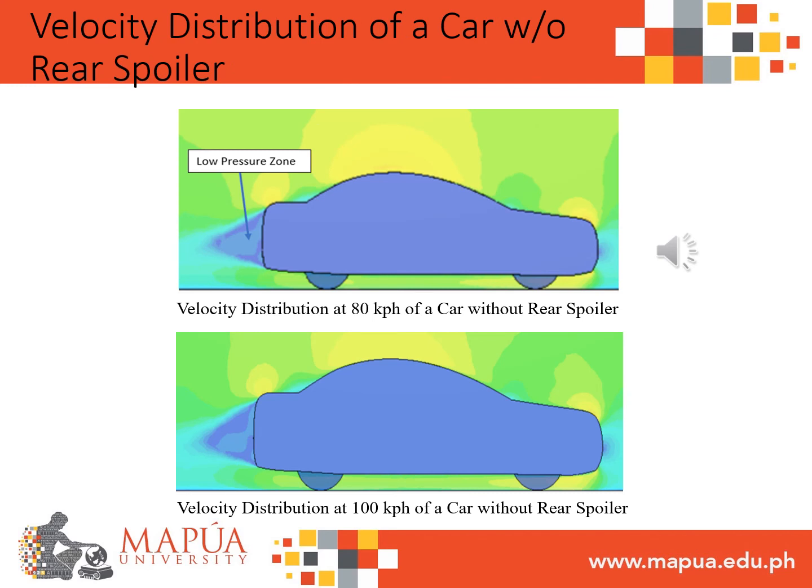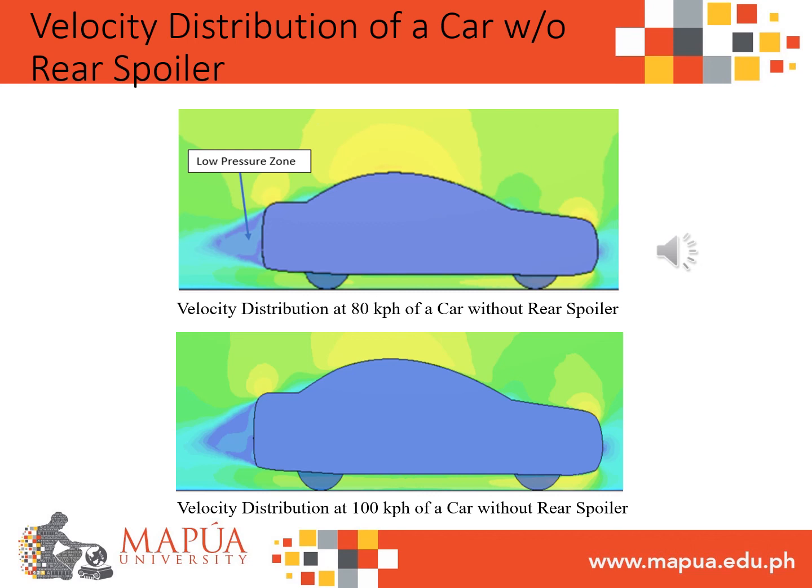Velocity distribution can help us visualize the flow around our car model. It can give us important information such as the size of the low pressure zone. The low pressure zone is located at the rear of the car. A larger low pressure zone means that the drag induced on the car is high.